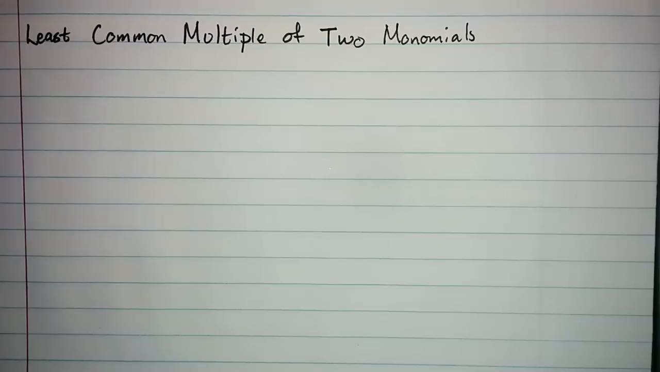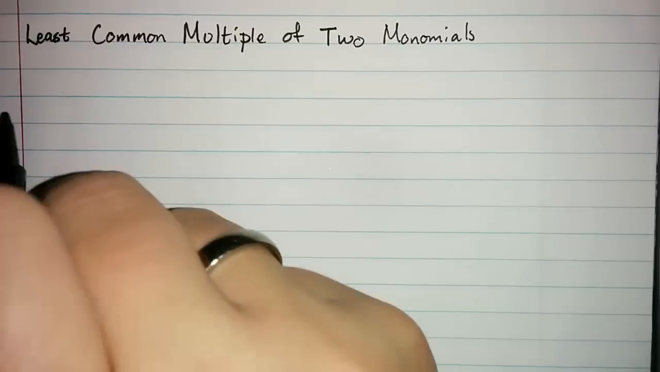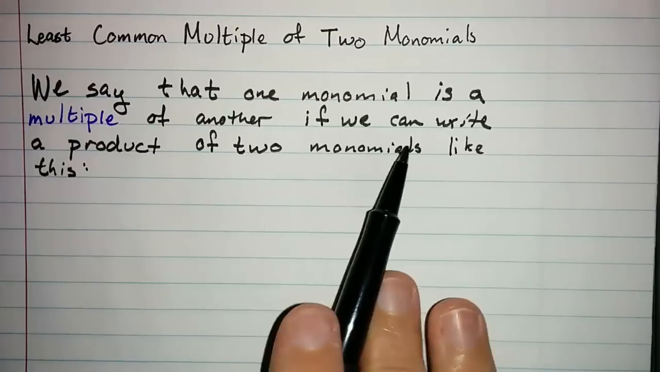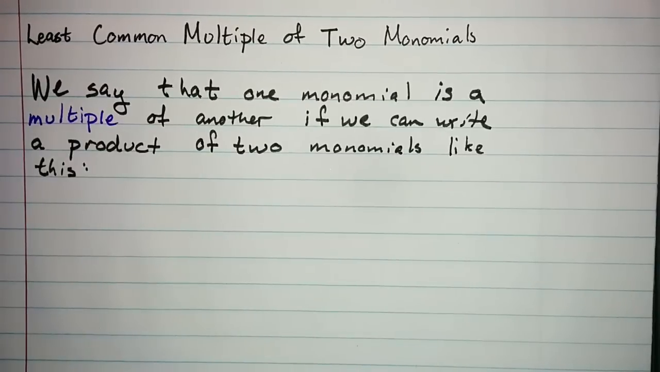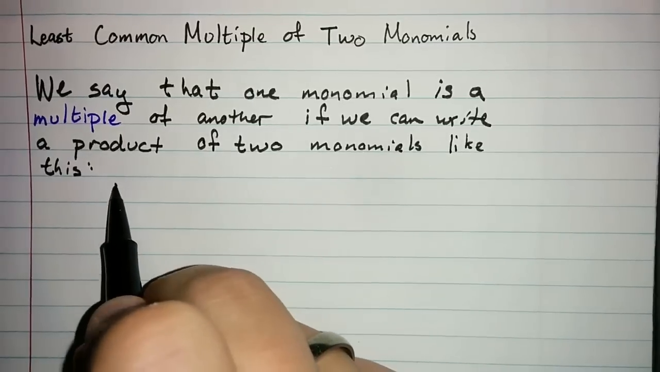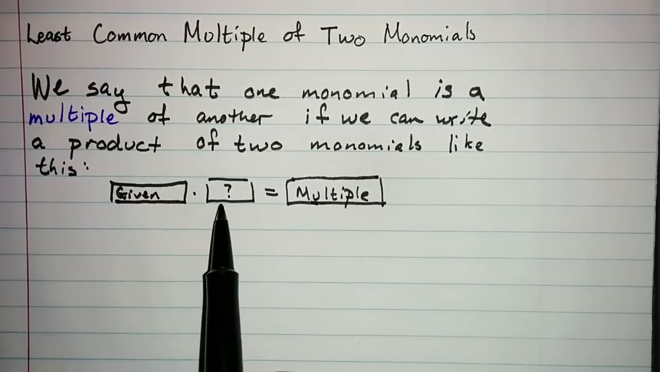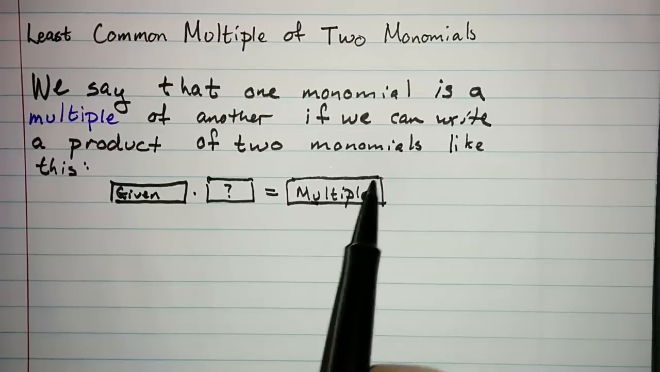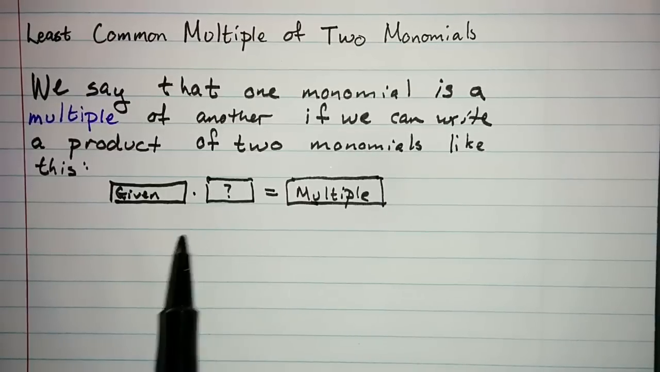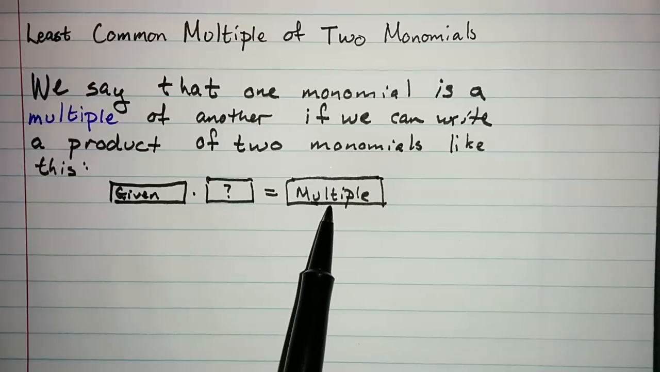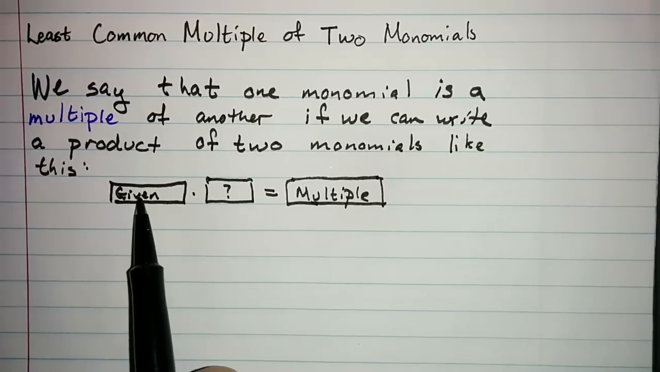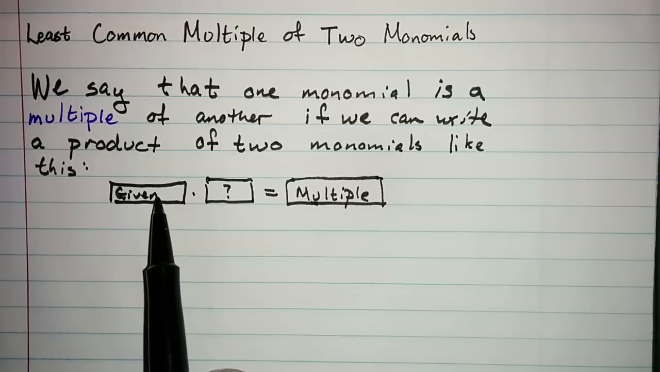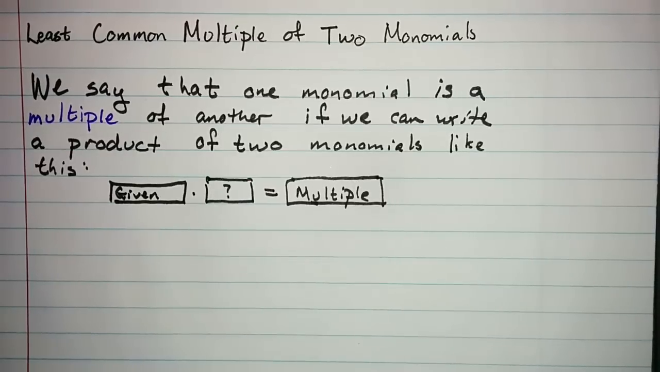Just like with numbers, we say that one monomial is a multiple of another if we can write a product of two monomials that looks like this. Our given monomial times some monomial gives us the multiple. That is, to say that some new monomial is a multiple of the given one is to say that the given monomial is a factor of the new monomial.